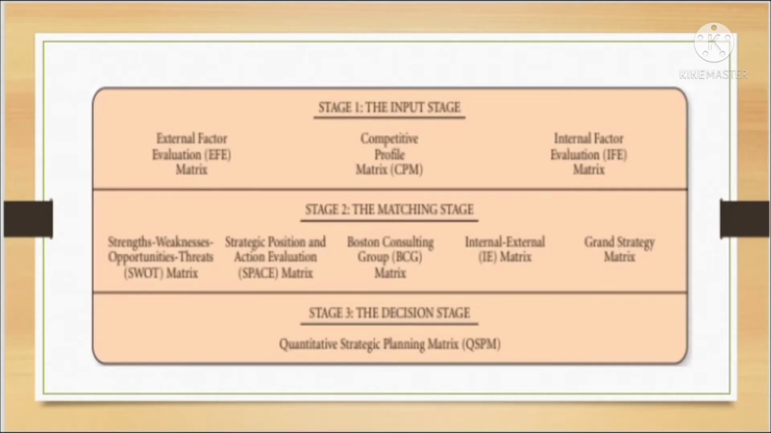Stage 1. The input stage. The input tools require strategists to quantify subjectivity during early stages of the strategy formulation process. Stage 1 consists of EFE matrix, CPM matrix, and IFE matrix. Regarding all of these allows strategists to more effectively generate, prioritize, evaluate, and select among alternative strategies.